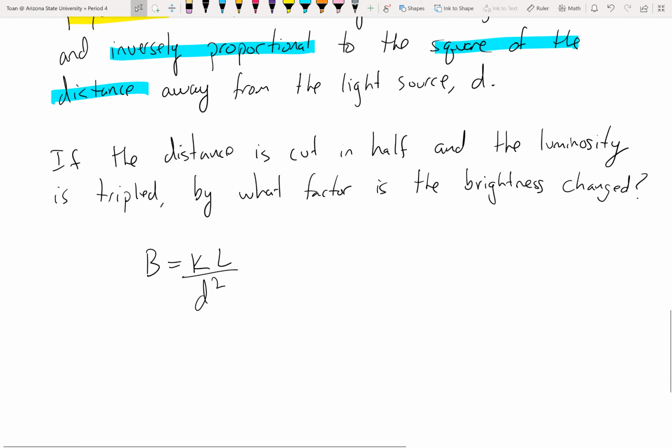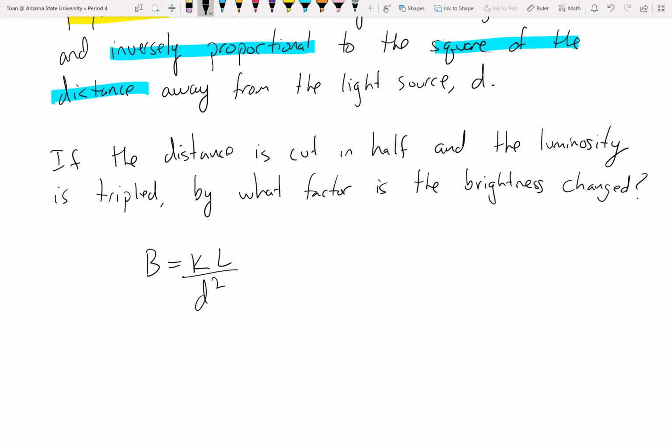If the distance is cut in half and the luminosity is tripled, by what factor does the brightness change? Now, the reason why SAT and ACT problem writers love these types of questions is it's purely logic. There's no calculation. You just think about it in your head. Okay, I have this equation. Well, if L is tripled and D is this and K is... I'm going to be honest with you guys, I can't do that in my head, which is why I suggest we write it down.